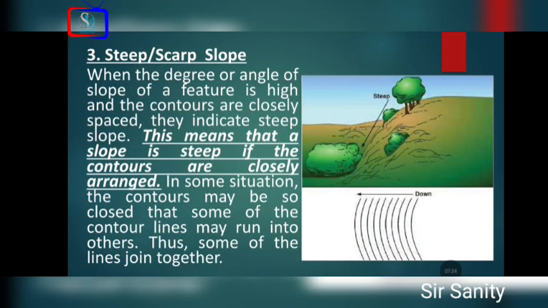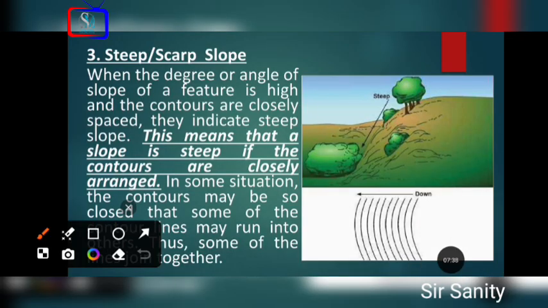Then you come to the steep or scarp slope. When you look at the steep or scarp slope, you will see that the contour lines are too close on the topo sheet. Why does it appear more brownish in color? Because you already know that contour lines are shown with brown lines on the topo sheet. So where you see the brown lines appearing more on the paper, that place is a highland area or is a little bit higher than the surrounding areas.